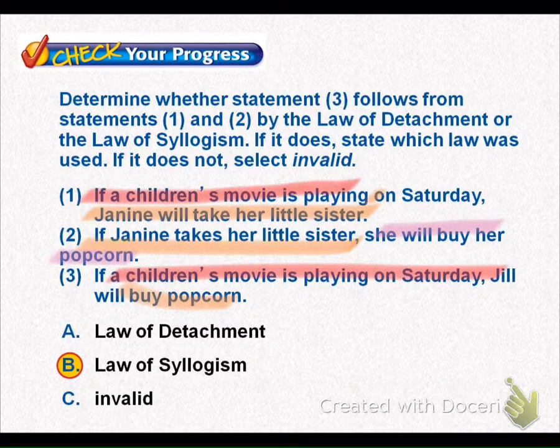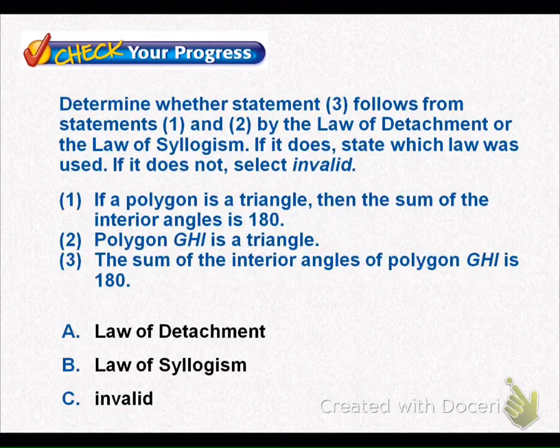Detachment is when you have two statements. So if you pass the test, then you got at least a D. Bob passed the test, therefore Bob got at least a D. Let's look at another one. If a polygon is a triangle, then the sum of the inside angles is 180. GHI is a triangle, therefore the sum of the inside angles of GHI is 180. Detachment, syllogism, invalid. Now what's detachment? If P, then Q. This follows from P, therefore it must follow from Q. That's detachment. Good.